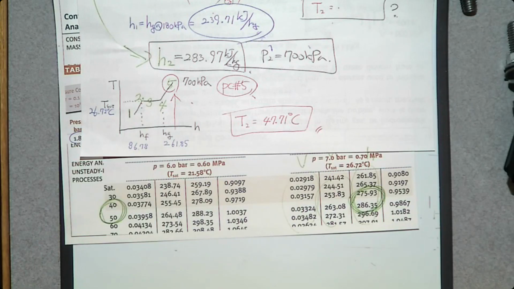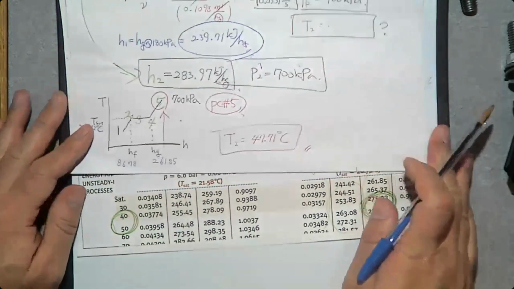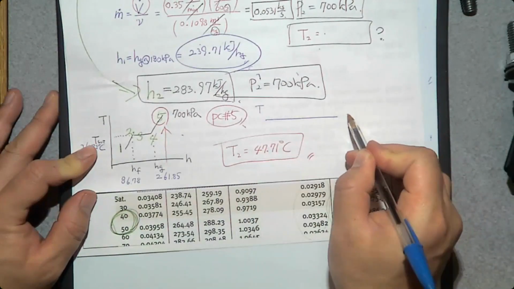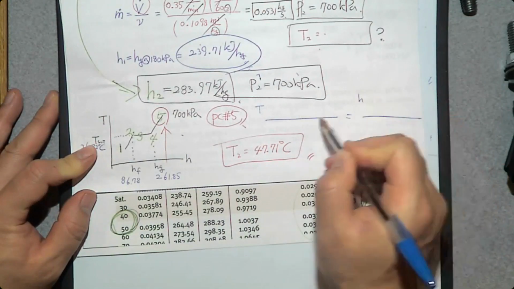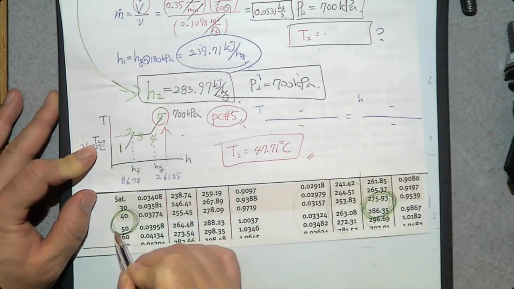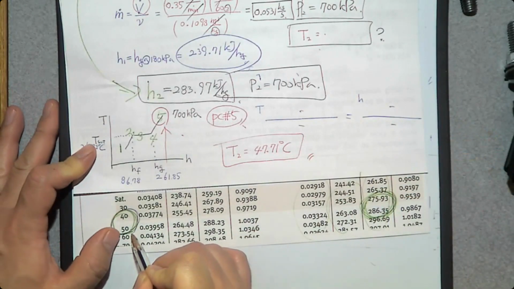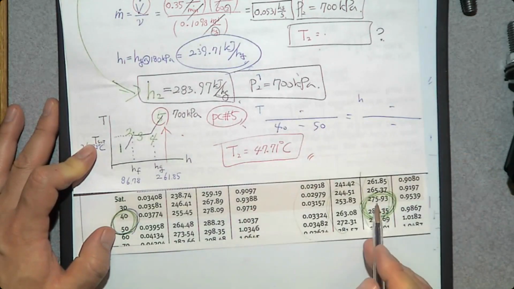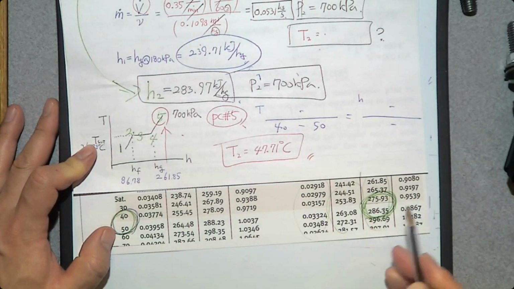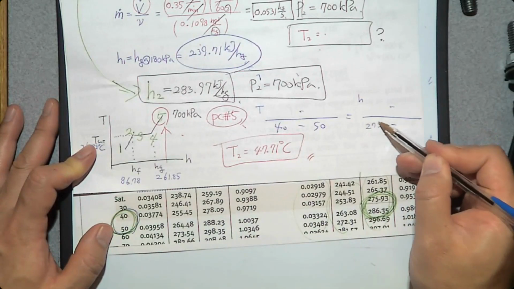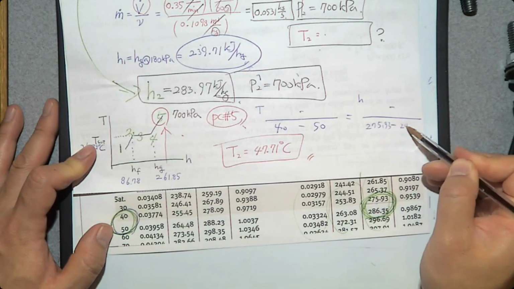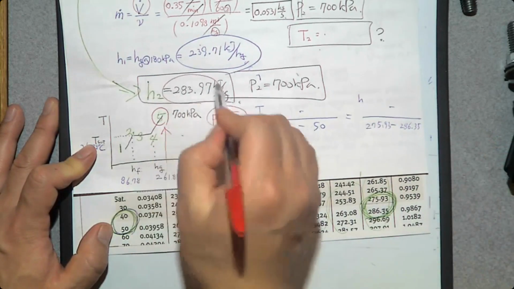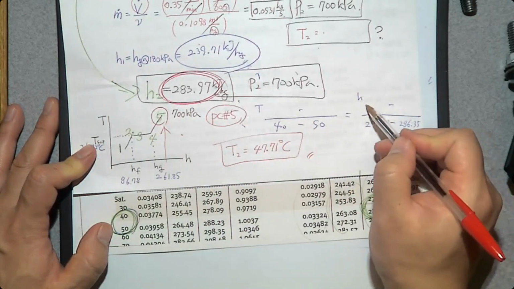If you're not 100% sure about linear interpolation, the left-hand side is temperature, T. The right-hand side is H. The lower bound of the temperature is 40. The upper bound is 50. So 40, 50. The corresponding H values are 275.93 and 286.35.